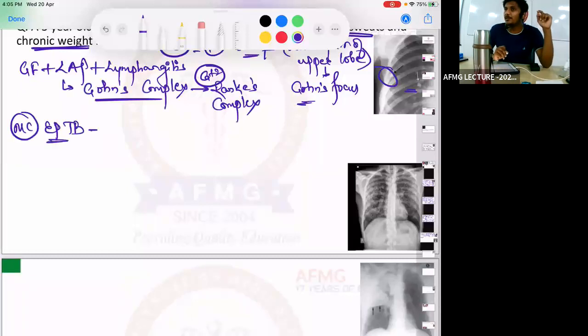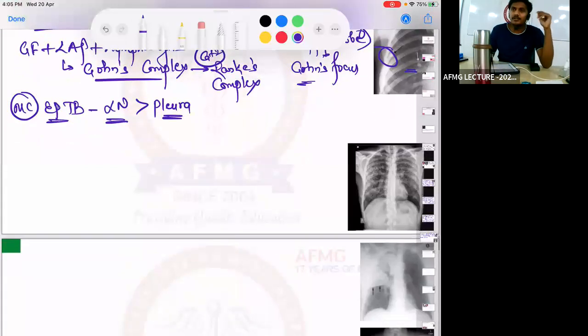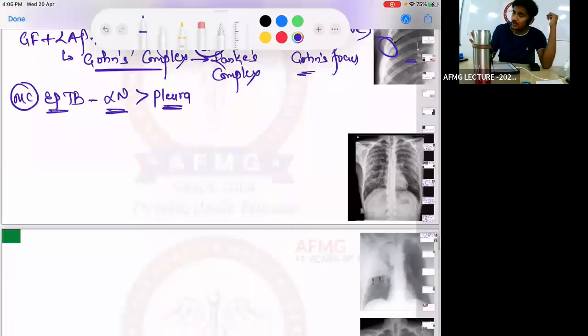Most common site for extrapulmonary TB: lung involvement is followed by pleura, then lymph nodes, gut, genitourinary, and then bones. In bones, the most common site affected is the spine, which will cause Pott's spine, D12. Okay, no issues with this.